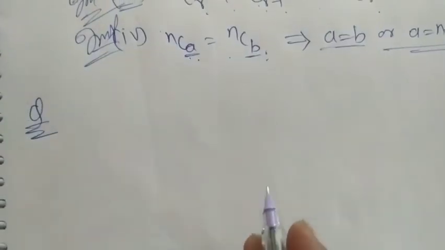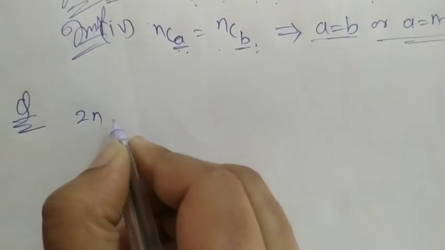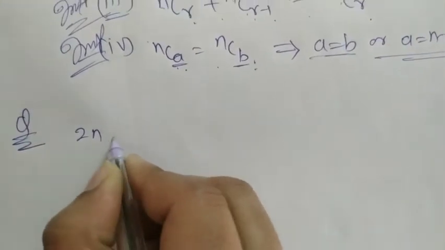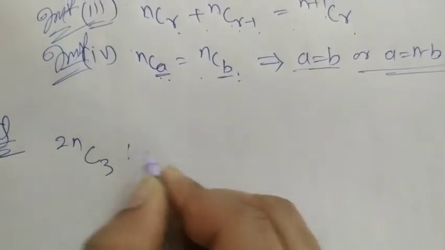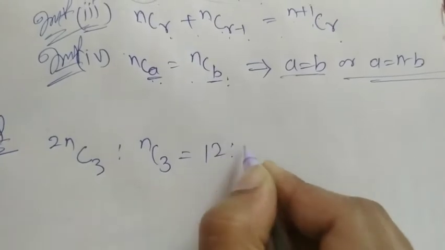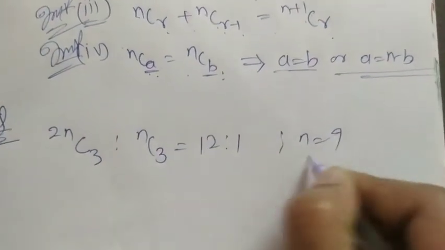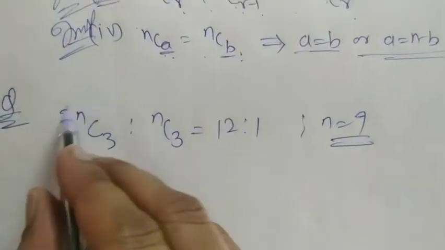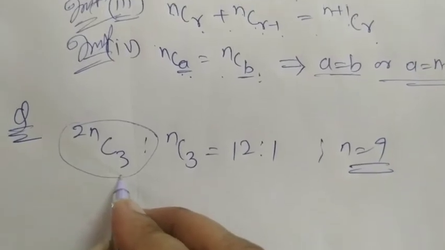I am given that 2nC3 ratio nC3 equals 12 ratio 1. Now find the value of n. Simply arrange them by using the formula.